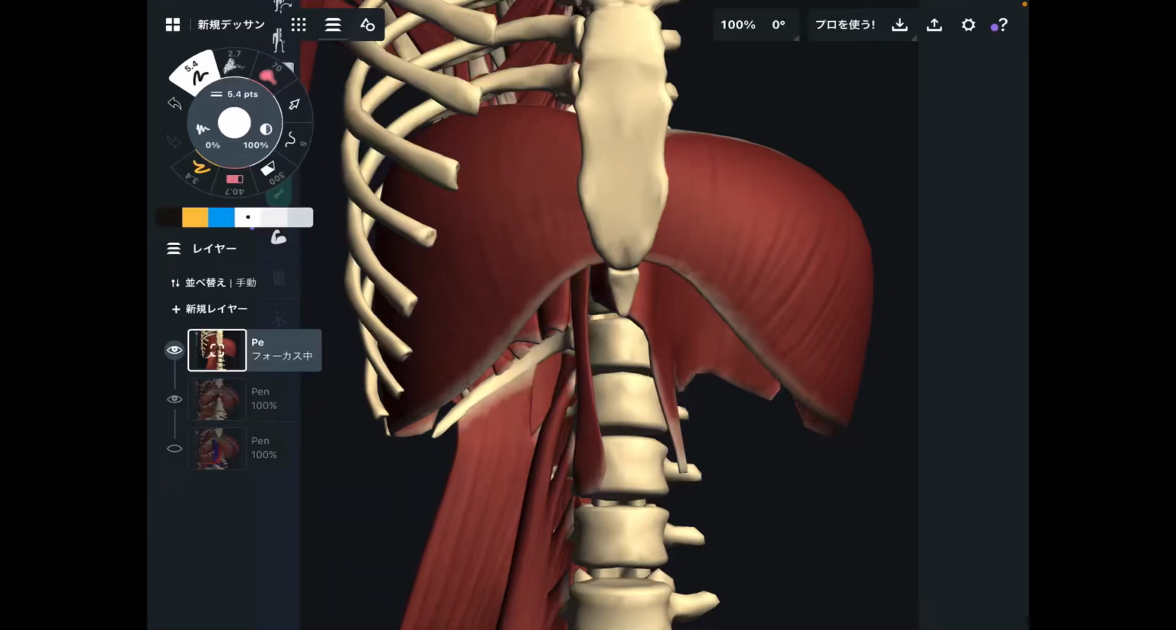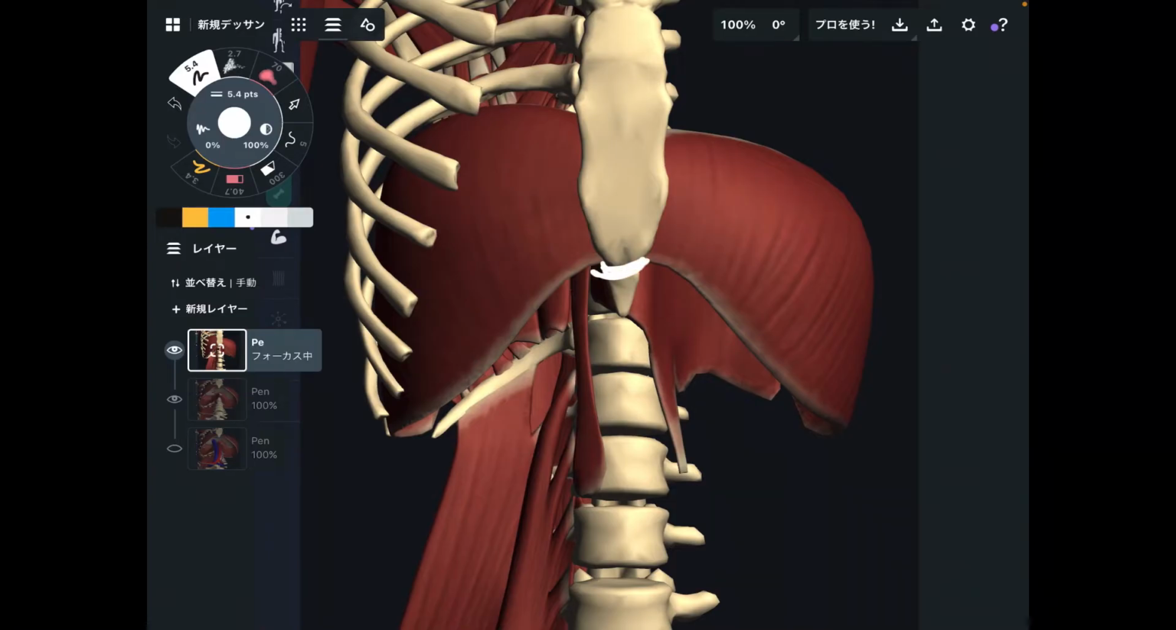In today's video, I am going to explain anatomy of diaphragm. I am going to explain its origin, insertion, and function. Let me explain its origin. Origin of diaphragm is just wide. It's very wide structure. Let me start from this part.